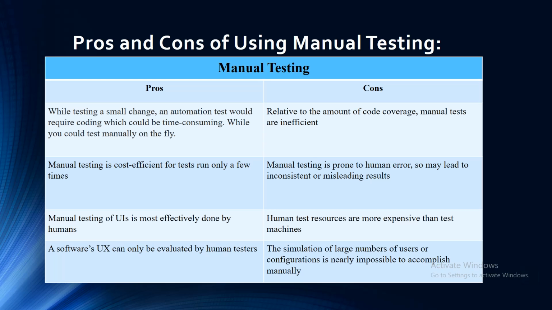For manual testing, the pros are that it is cost efficient for tests, manual testing on UI is more effective, and UX can only be evaluated by a human tester. While for the cons, it is inefficient on code coverage. It may also lead to inconsistency because of human error. Human resources are more expensive, and large numbers of user configurations are hard to accomplish manually.